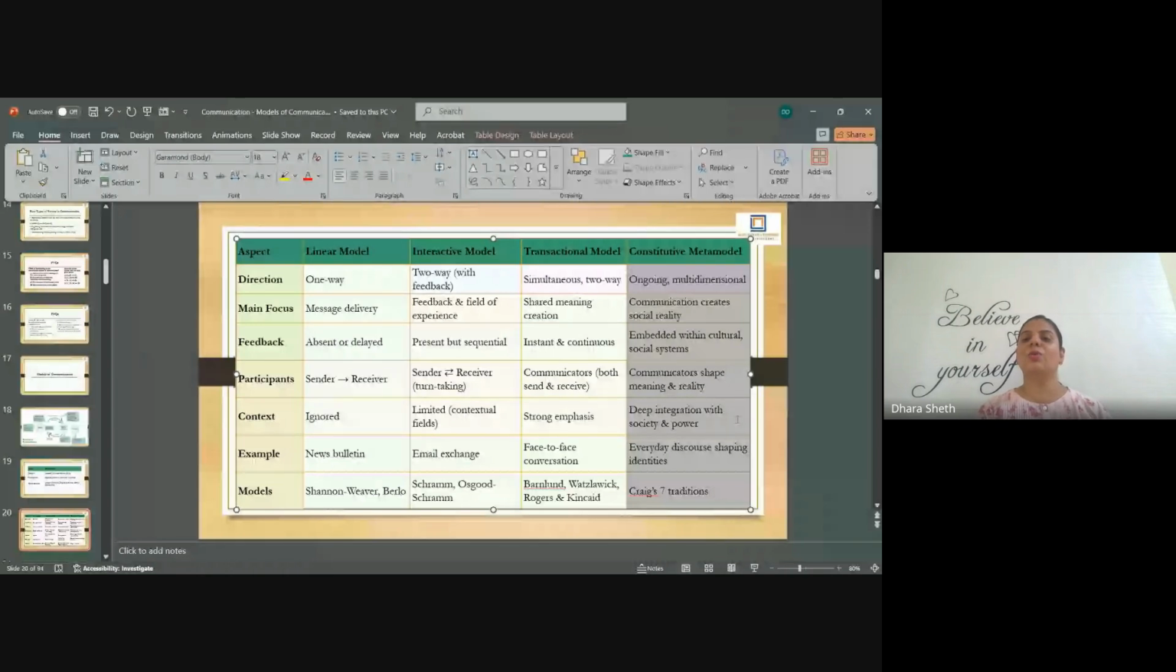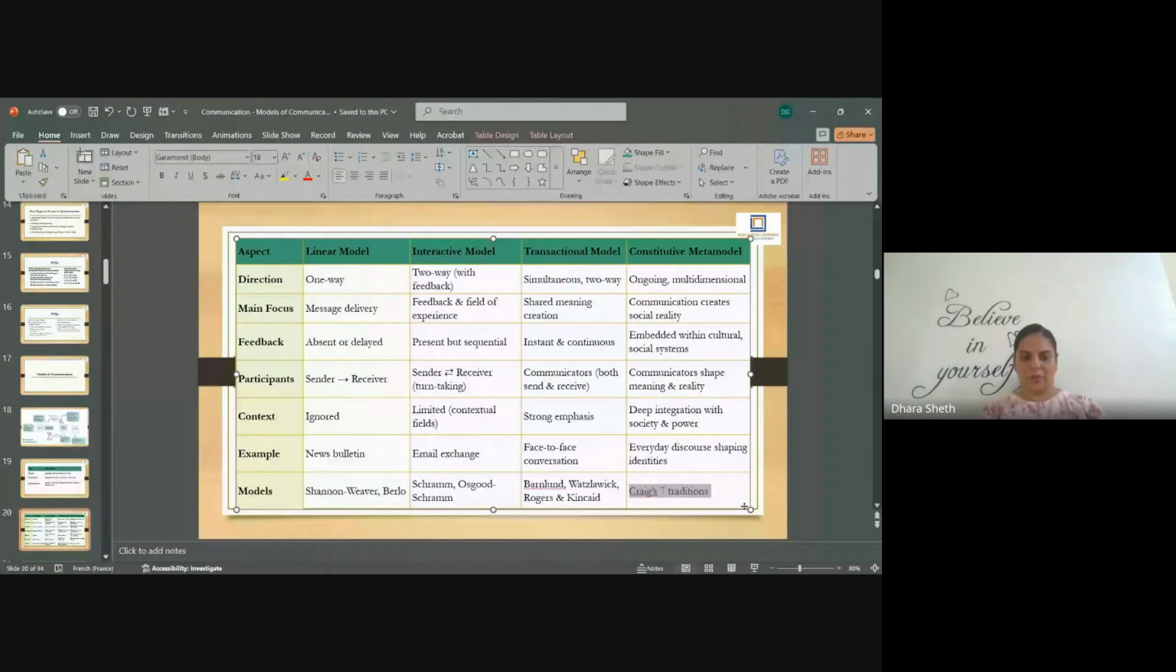Communication creates social reality. The comments of people have the power to make or break a celebrity. That happens, okay? Embedded within cultural and social systems, communicators shape meaning and reality, with deep integration with society and power, okay? Everyday discourse shapes identities. So when we take a look at the last model, Craig's 7 traditions model, you will understand what I am talking about.